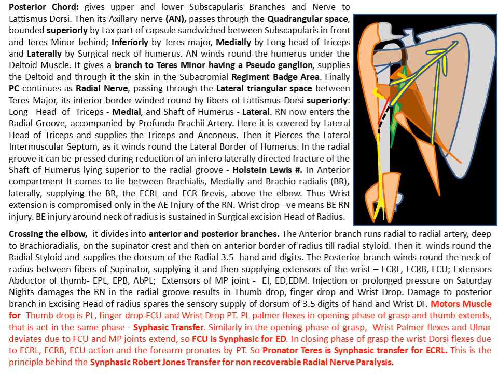The radial nerve enters the radial groove after passing through the lateral triangular space, and it is accompanied by the profunda brachii artery in the radial groove. Here it is covered by the lateral head of the triceps and supplies the triceps and the anconeus. Then it pierces the lateral intermuscular septum as it winds round the lateral border of the humerus.